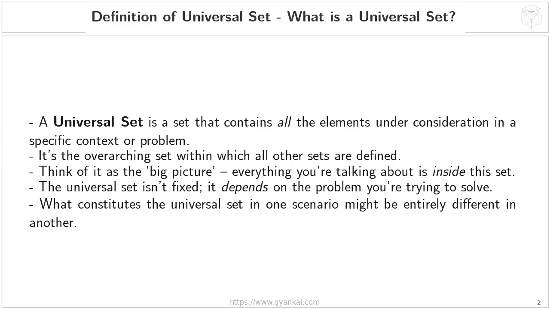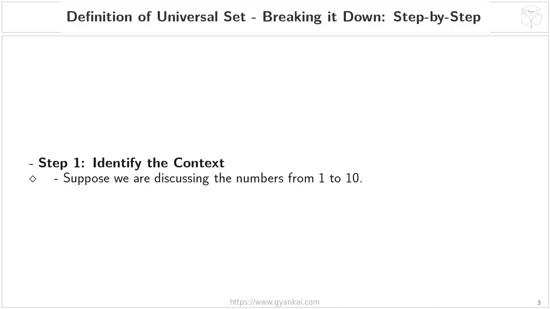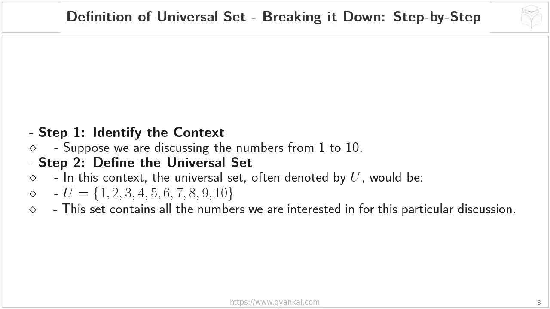We'll reinforce this idea as we move forward and look at how to apply this to specific examples, and eventually to set operations like unions and intersections. We'll see this illustrated with examples on the next slide. Definition of universal set, breaking it down, step by step. Let's move on to slide 3. This slide really helps solidify the idea of a universal set by walking us through a couple of examples, step by step. Now that we know our context, we can define the universal set.